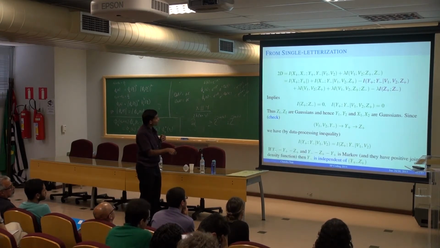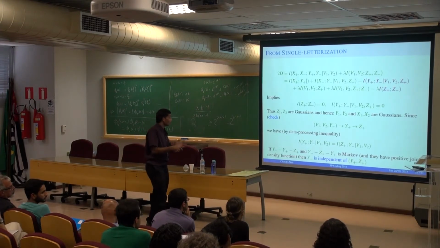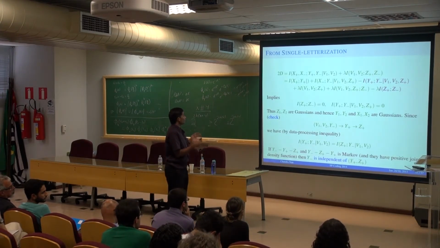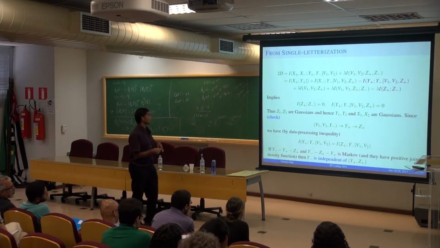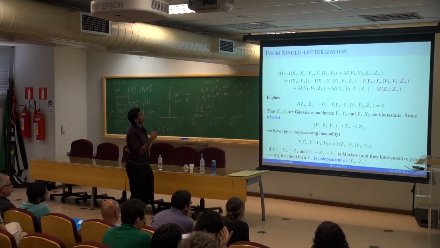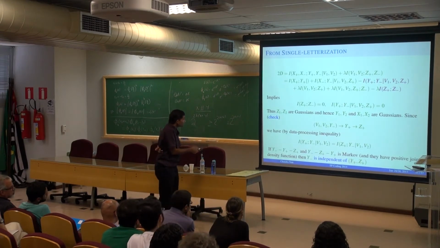And if you have this equality, now you see that there are two Markov chains: Y minus, Y plus, Z plus, and Y minus, Z plus, Y plus is Markov, and you can see that they have a positive joint density function. Therefore, Y minus must be independent of Y plus, Z plus. Okay. We will see a much simpler proof of this later, but you can get it even from Gallager's single-letterization, that it's just Markov.